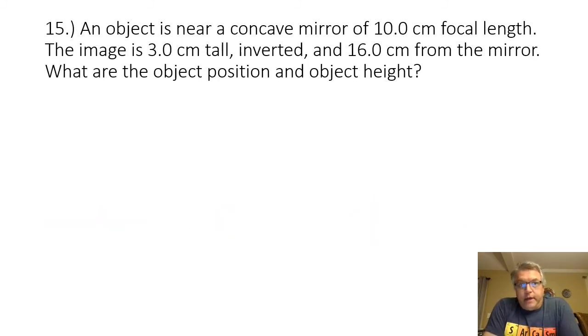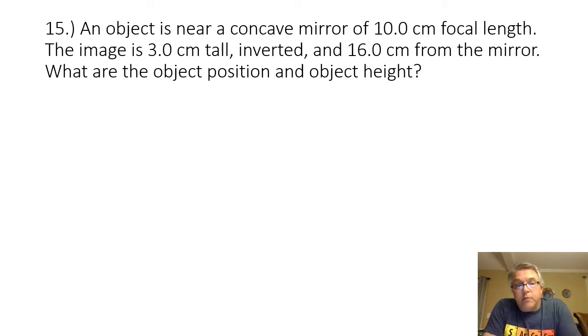Problem 15. An object is near a concave mirror with a 10 centimeter focal length. The image is 3 centimeters tall, inverted, and 16 centimeters from the mirror. What are the object position and the object height? So we've changed it up a little bit on this one. We are giving you the location and the height of the image, and we are asking you to find the distance and the height of the object.